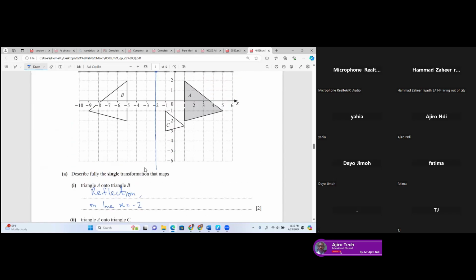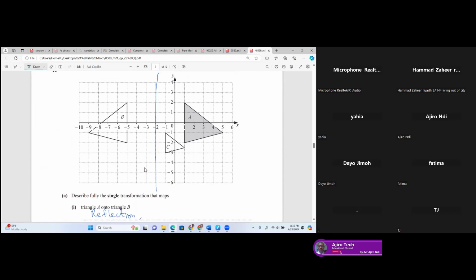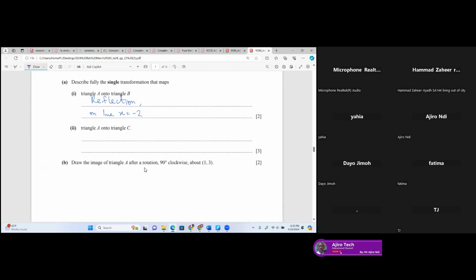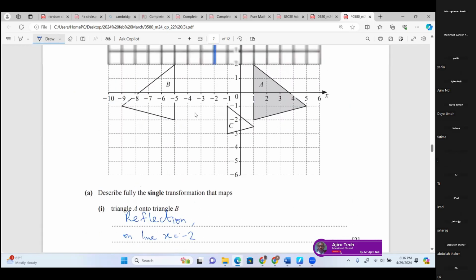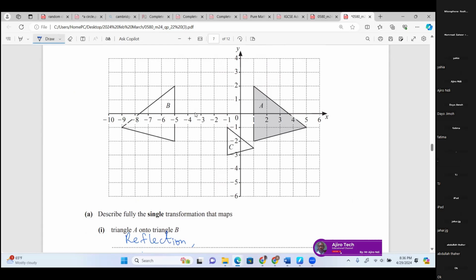Triangle A onto C. Look at triangle A, look at triangle C. It's as if one is smaller. When you see that the two triangles are of different sizes, you should know it is an enlargement question. The reflection question has two answers for 2 marks. Enlargement should have 3 answers, that's why it's 3 marks. So this is 1 mark. Let's look for the other answer. You need to know the scale factor.